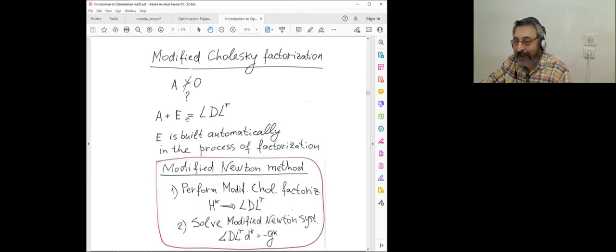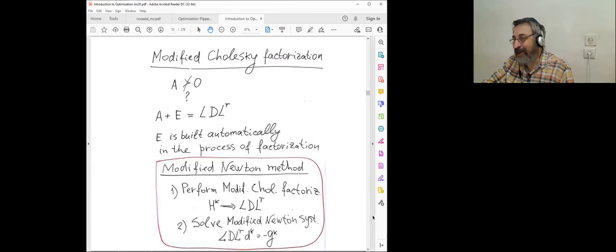It says that I am able to find some diagonal increment, a diagonal addition E to matrix A, in such a way that the sum A plus E will be positive definite, and then I will be able to factorize it. But what is nice about modified Cholesky factorization is that it does everything automatically. It takes as input matrix A and as output provides this factorization, in an automatic way, so that some matrix E is satisfied. We are not even interested in what exactly E is, only that we have this positive definite matrix which approximates our Hessian. So instead of solving Newton's system, we solve this system, L D L transpose multiplied by the modified Newton direction is equal to minus gradient.